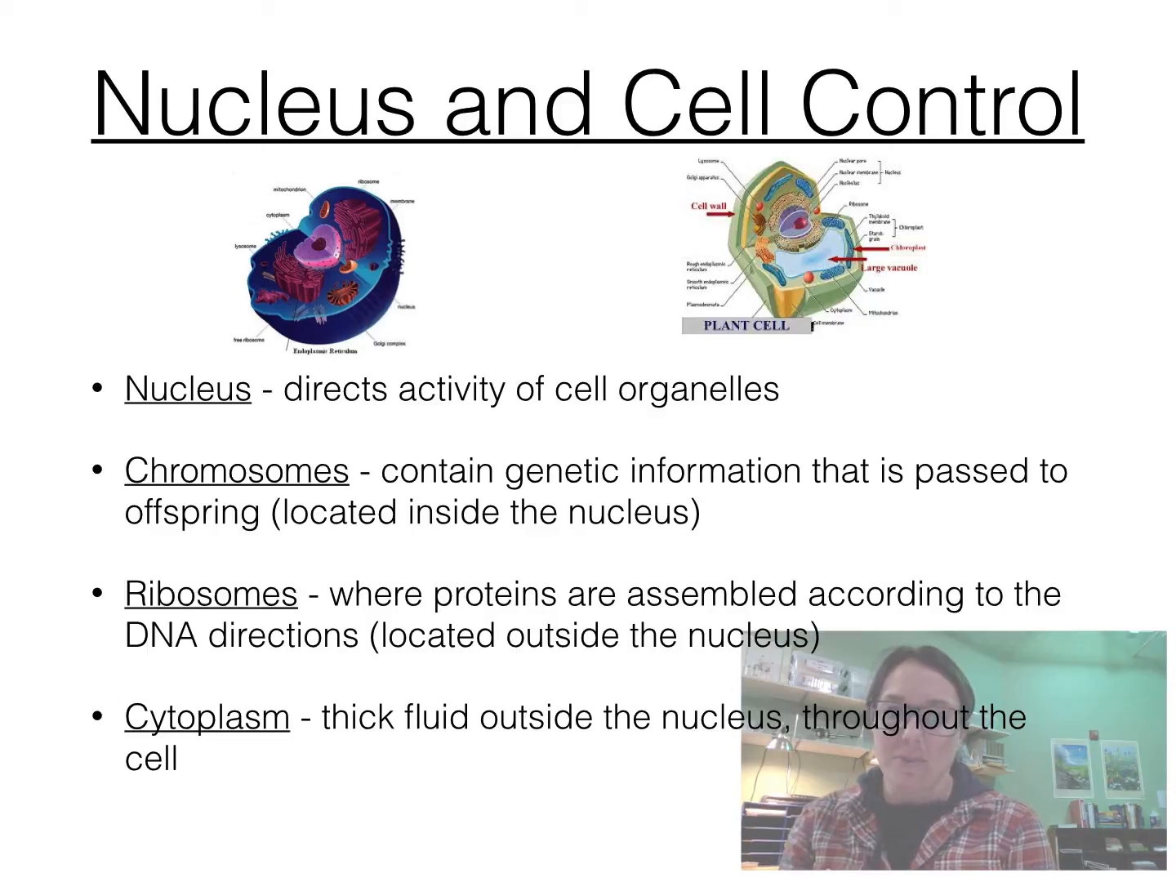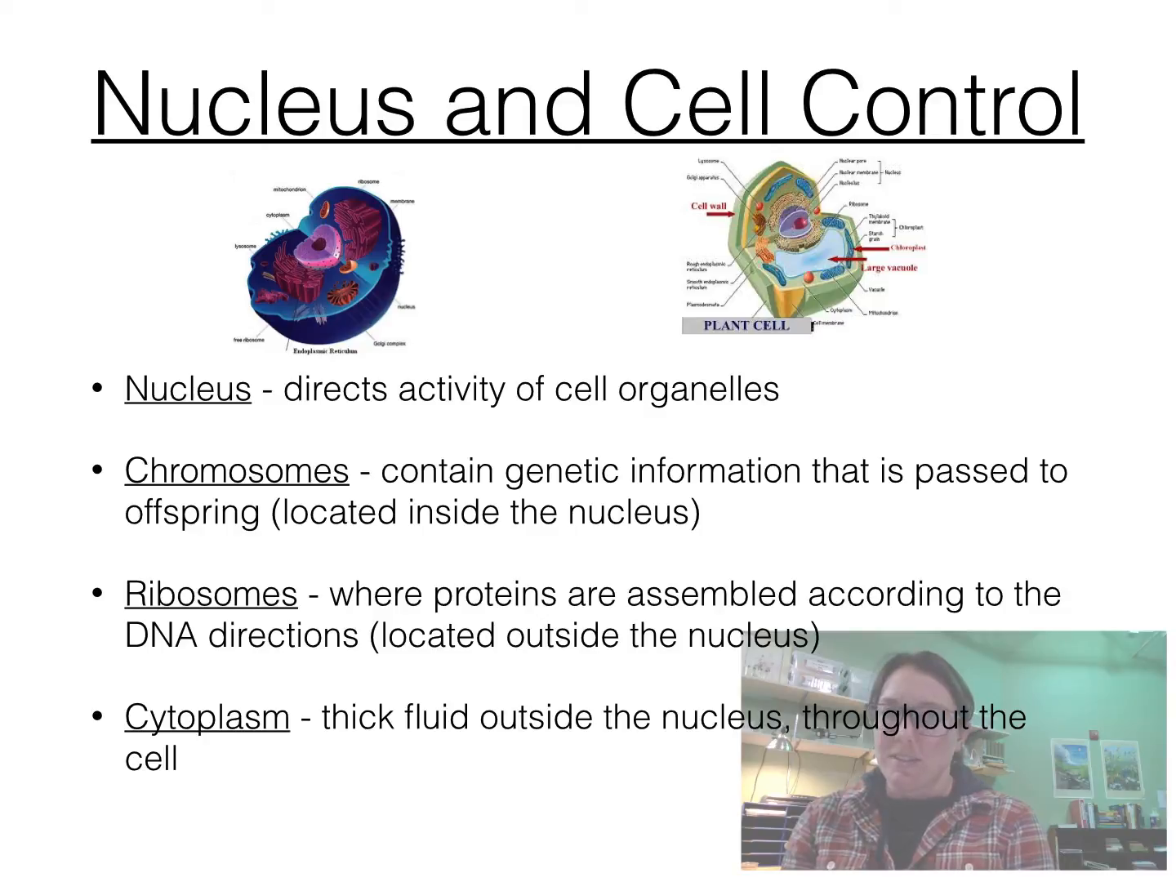And all that information will be contained in the chromosomes of the organism. So the definition for chromosomes is to contain the genetic information that is passed to offspring. And this is located inside the nucleus. But the chromosome essentially contains the recipe for what's supposed to be made.